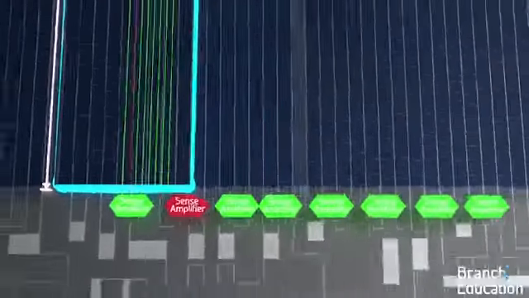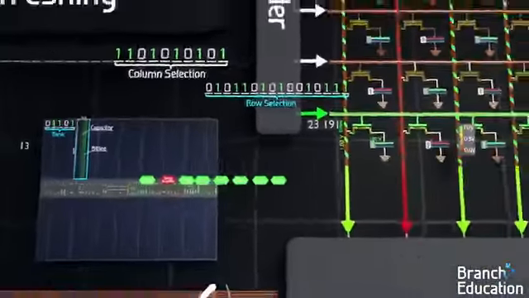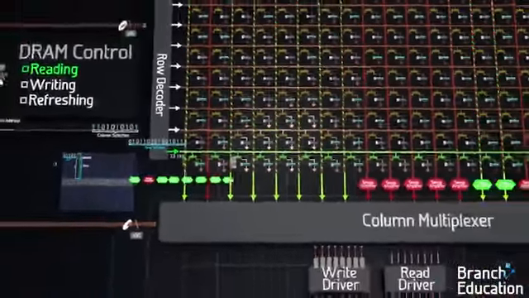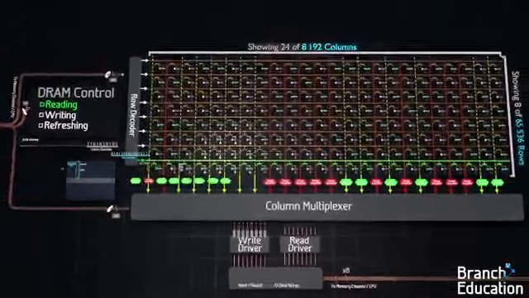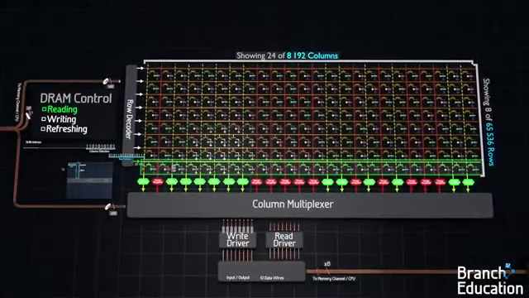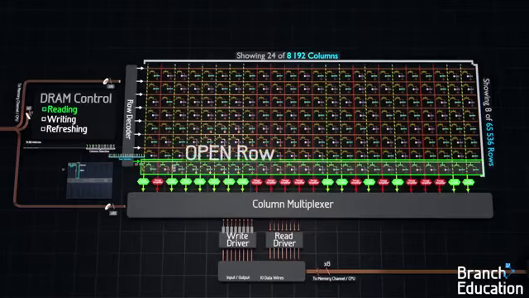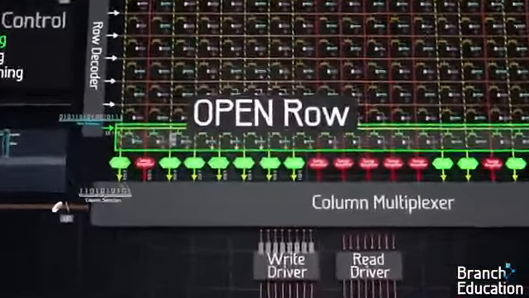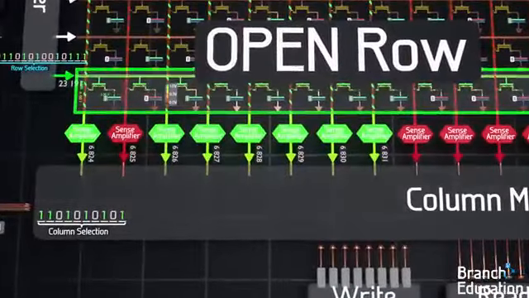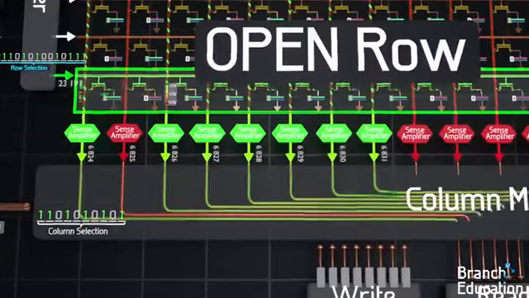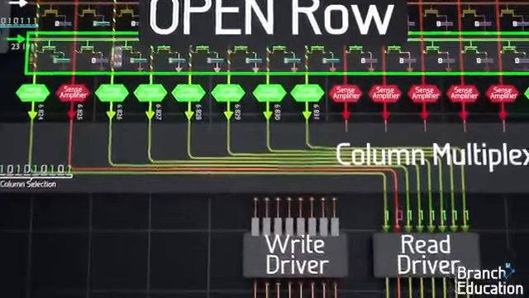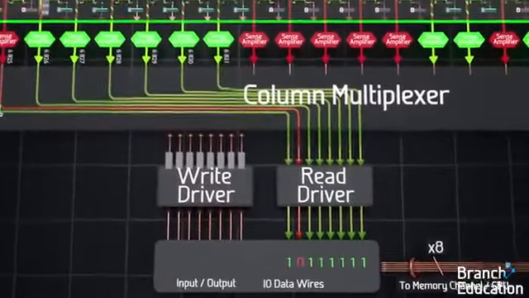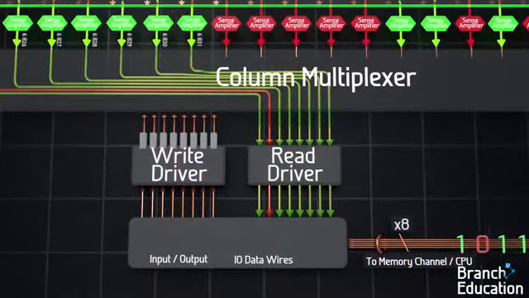Now, all 8,000-ish bit lines are driven to 1 volt or 0 volts, corresponding to the stored charge in the capacitors of the activated row, and this row is now considered open. Next, the column select multiplexer uses the 10-bit column address to connect the corresponding 8 bit lines to the read driver, which then sends these 8 values and voltages over the 8 data wires to the CPU.